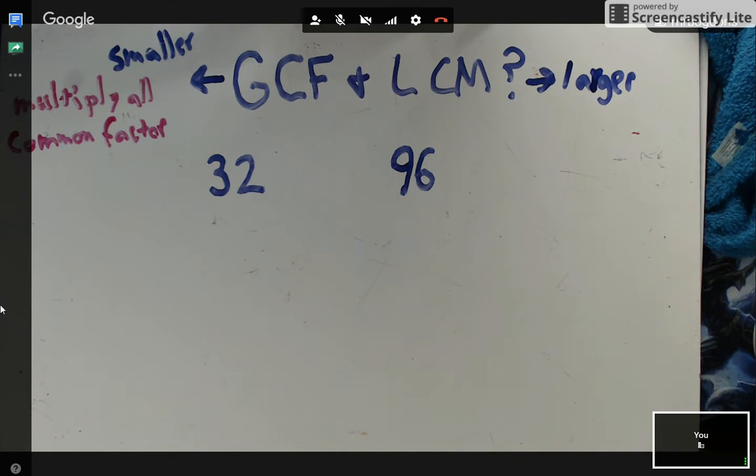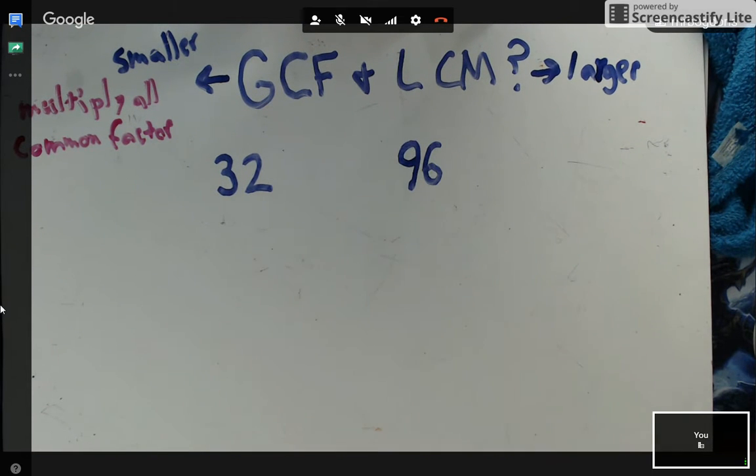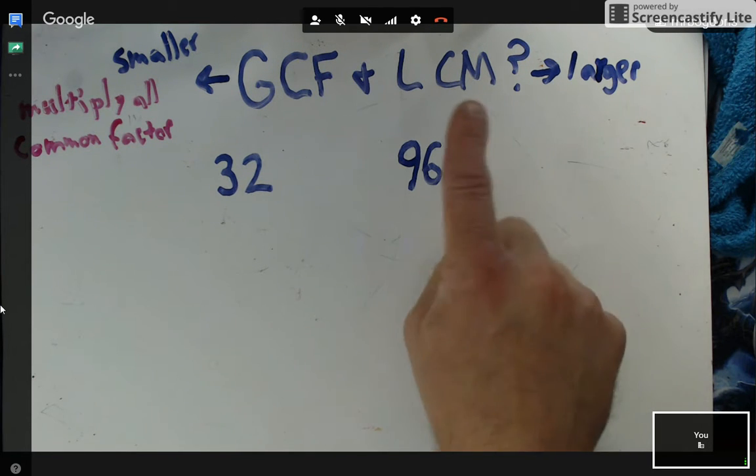GCF, greatest common factor, least common multiple, LCM. Okay, so in order to find the GCF, what's a strategy I can use to find my greatest common factor? Anyone? Monse? Add or multiply? That's for finding my least common multiple.